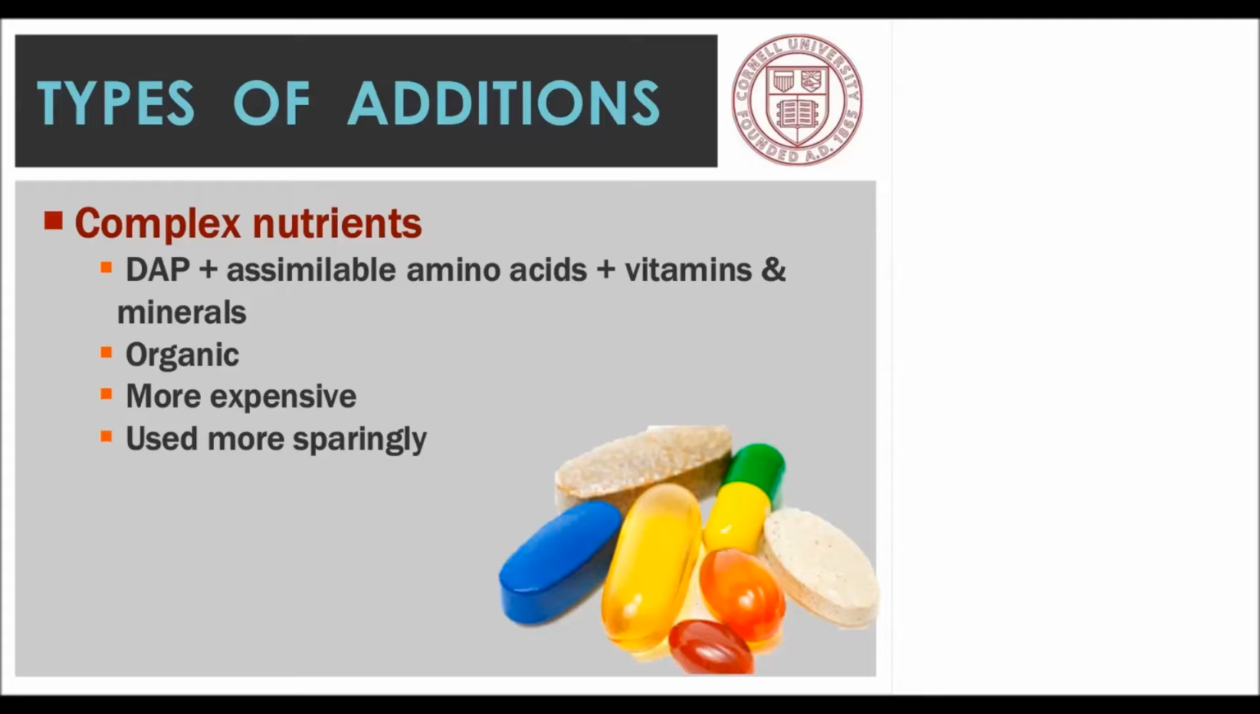So the other types of additions are called complex nutrients, and they usually include DAP mixed with some assimilable amino acids, some FAN, and other vitamins and minerals. So these are going to include organic amino acids. They are more expensive because they're these formulated blends. They're all commercial secrets.